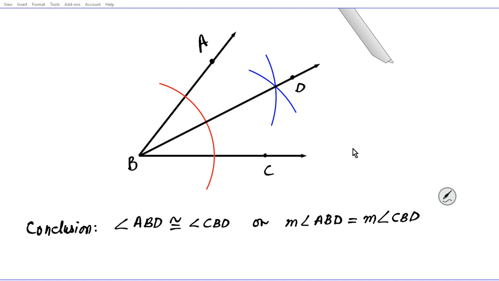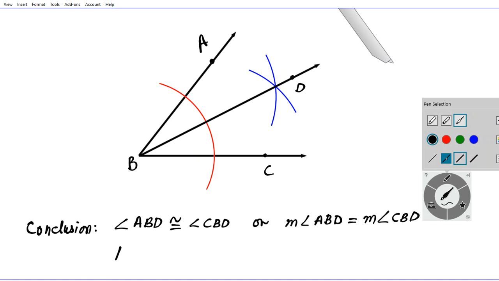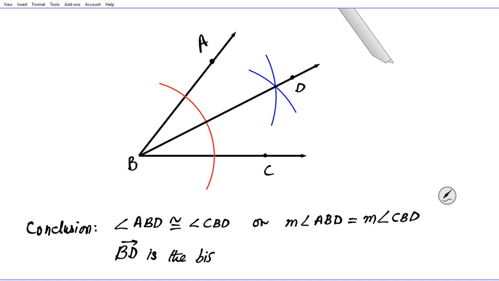And then we can also indicate that ray BD is the bisector. So ray BD, this ray right here, is the bisector of angle ABC. All right, so that's how to bisect an angle using a compass and straight edge.